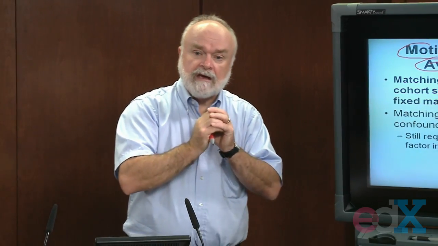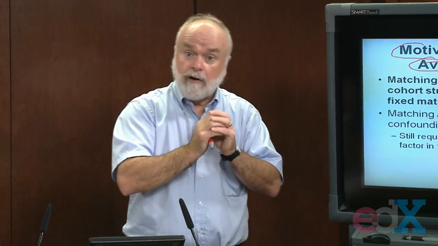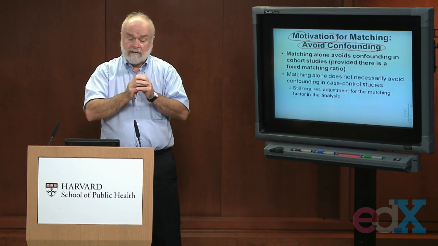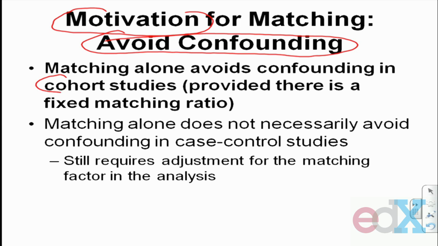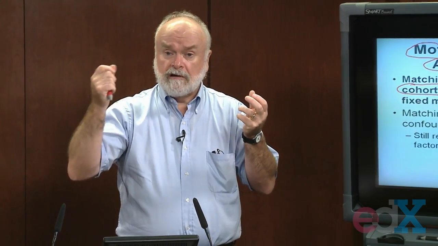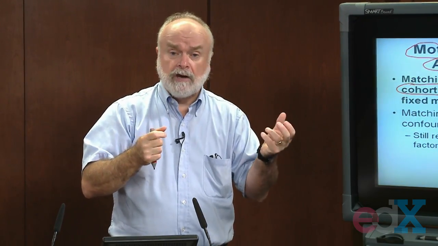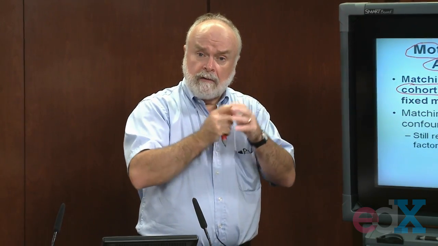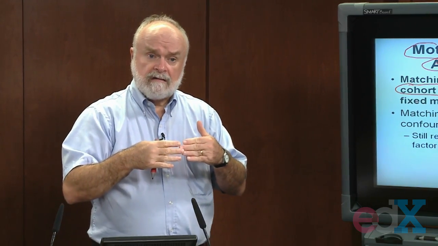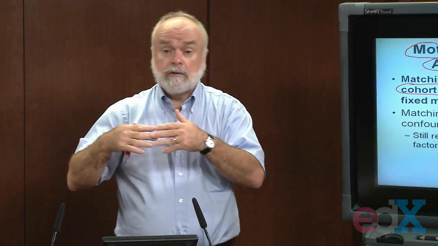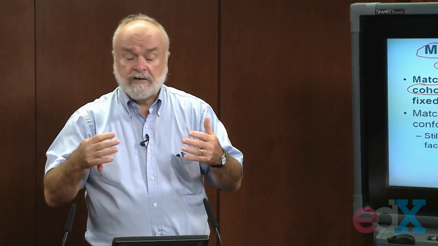So let's talk about the implications. Does matching avoid confounding? Well, the answer is yes and no. There's some good news. The good news is if you do a cohort study and you match one-to-one, say, every 68-year-old smoker, you find a 68-year-old non-smoker. Every 70-year-old smoker, you find a 70-year-old non-smoker. What you're going to end up with when you finish your enrollment is exactly the same age distribution among your smokers as you will see among your non-smokers. That's what matching does for you.